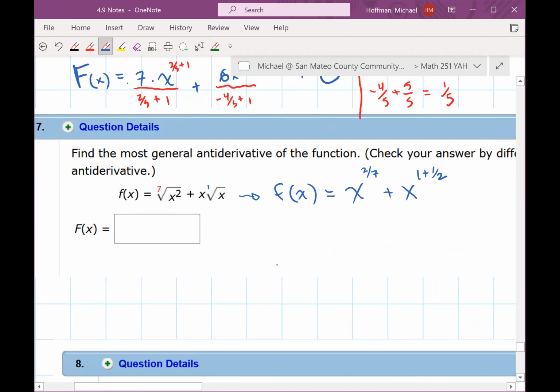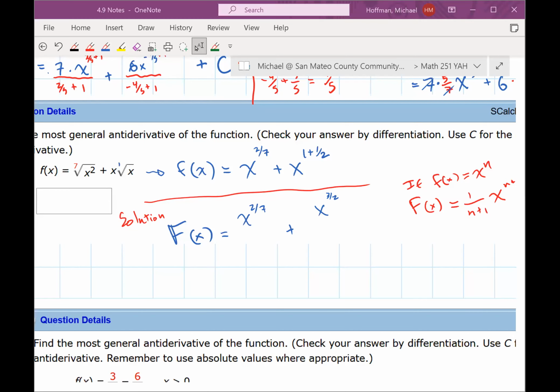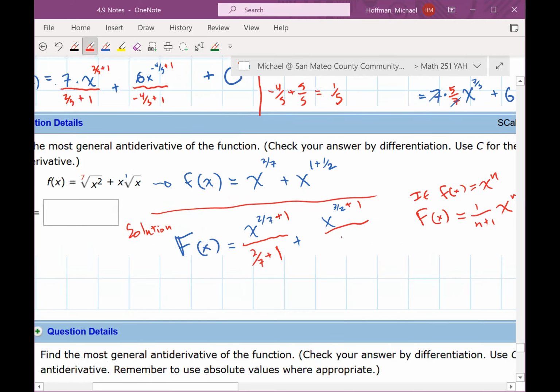And I want you to take a moment, pause this video, and do this problem on your own. Okay, I'll show you the solution now. What we do is we take that original function, we're going to add 1 to those exponents. We're going to divide by that to get our new antiderivative. And we have 3/2 plus 1. Now I just need to do those fractions.